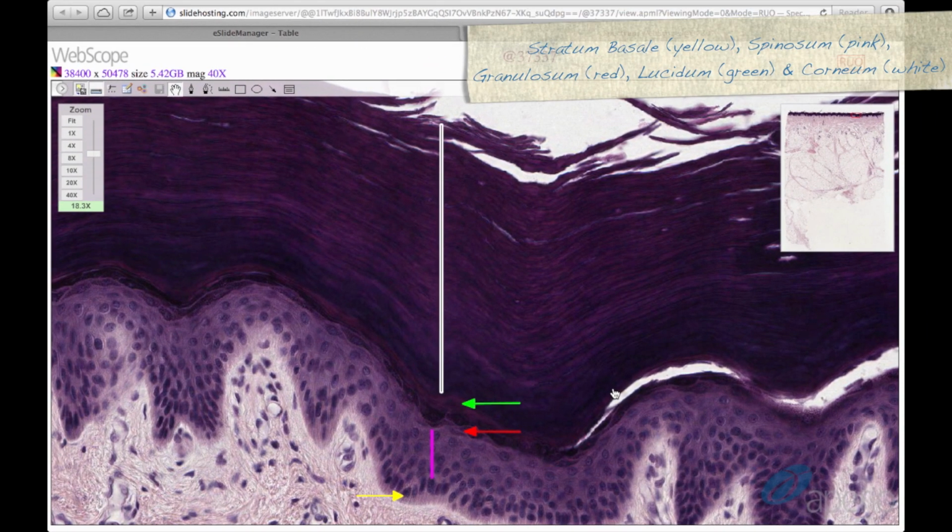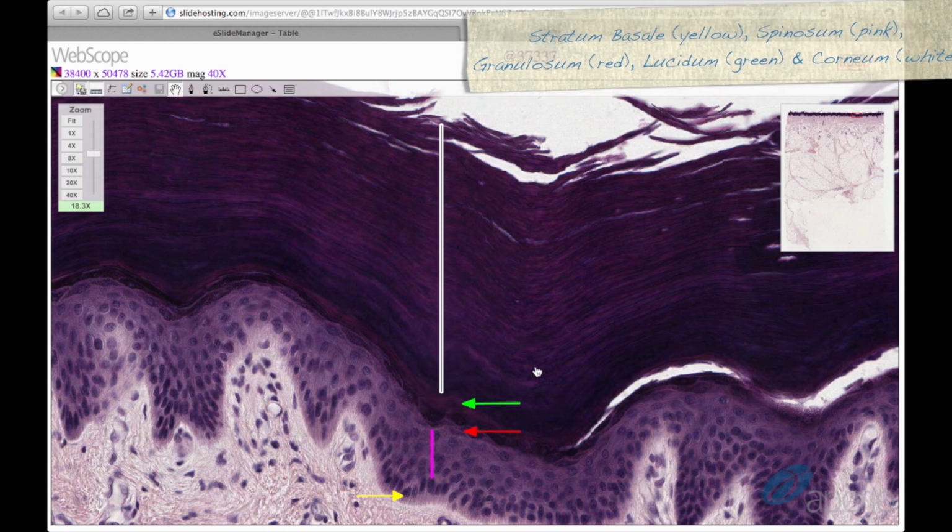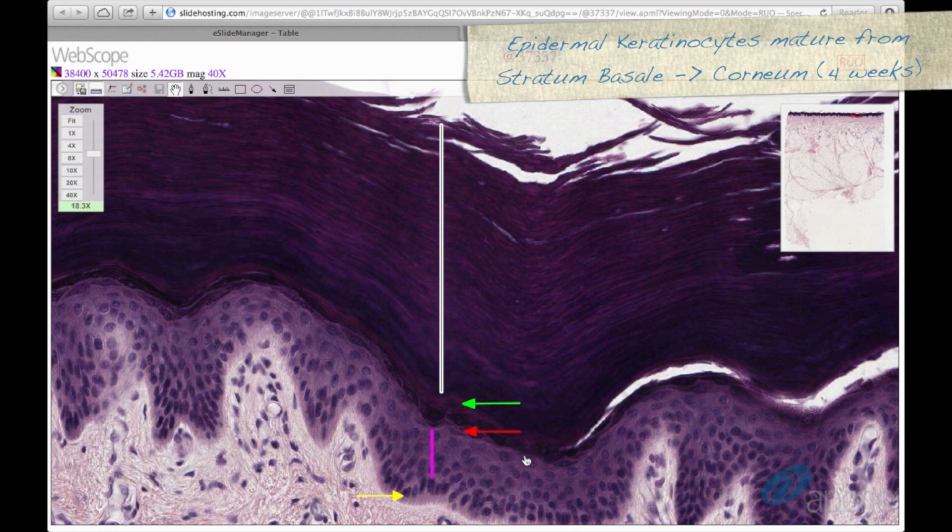In thick skin, it is composed of 5 basic layers of keratinocytes: the stratum basale, stratum spinosum, stratum granulosum, stratum lucidum, and stratum corneum on top. As the epidermal keratinocytes mature, they divide, differentiate, and migrate from the deepest layer, the stratum basale, and towards the most superficial layer, the stratum corneum.